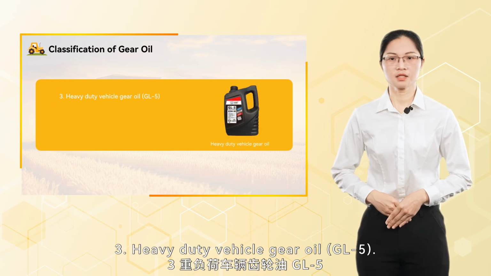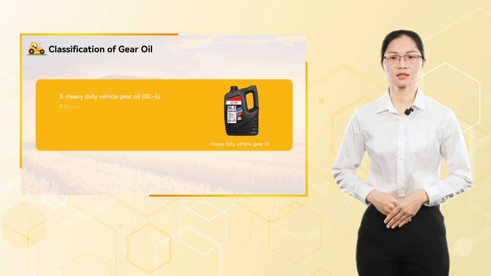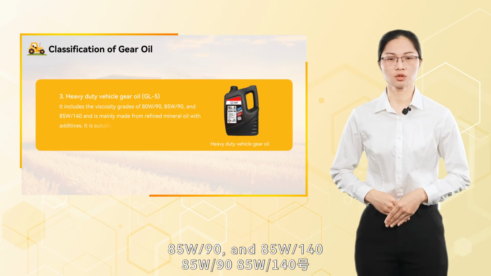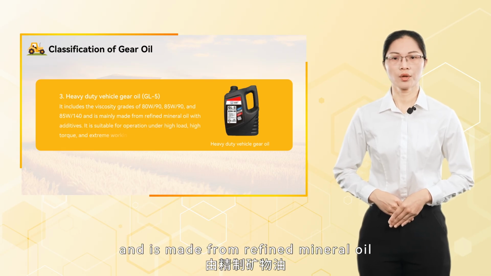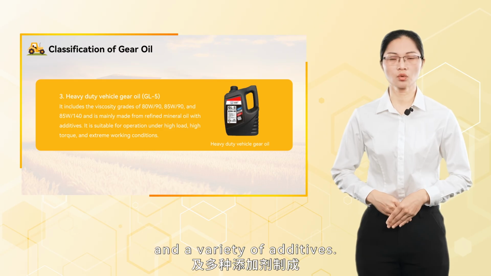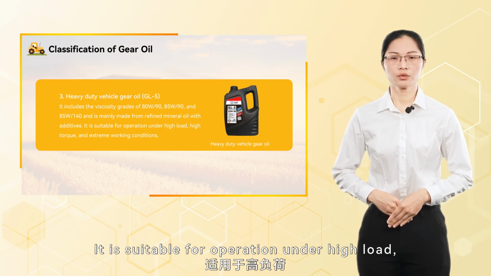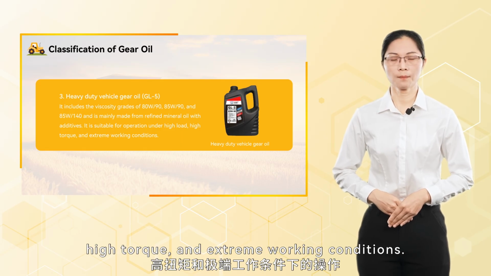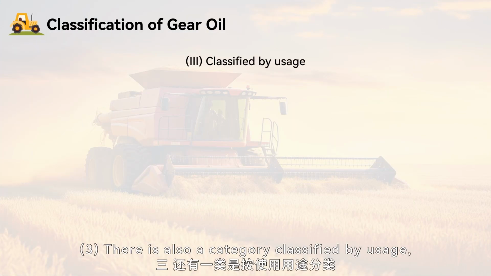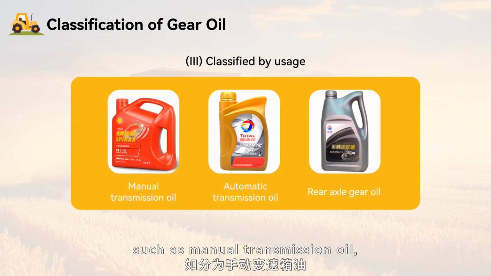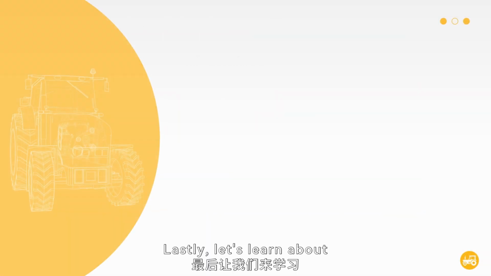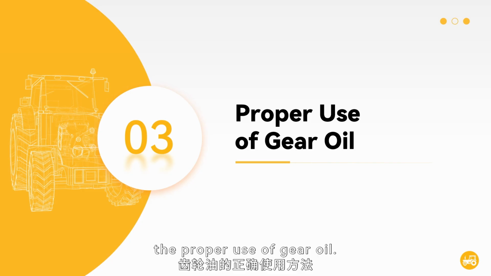3. Heavy-duty vehicle gear oil, GL5. It includes the viscosity grades of 80W90, 85W90, and 85W140 and is made from refined mineral oil and a variety of additives. It is suitable for operation under high load, high torque, and extreme working conditions. 3. There is also a category classified by usage, such as manual transmission oil, automatic transmission oil, and rear axle gear oil. Lastly, let's learn about the proper use of gear oil.